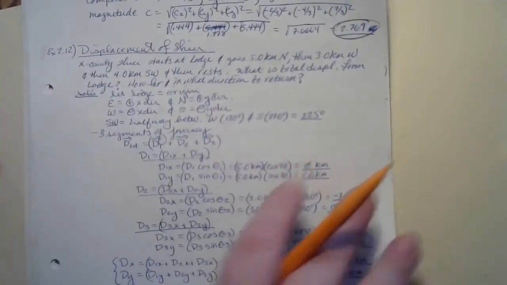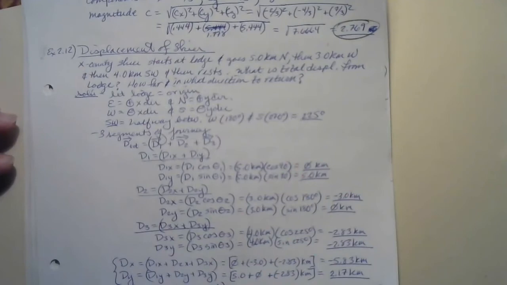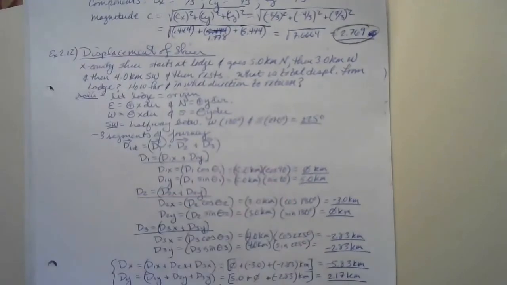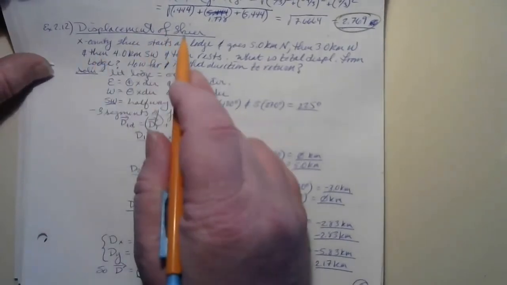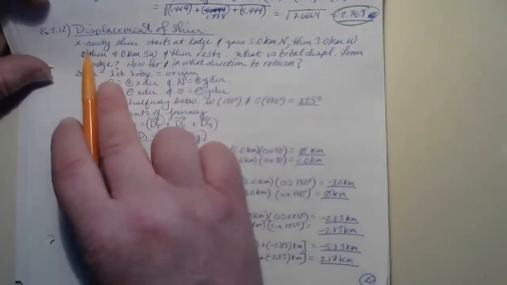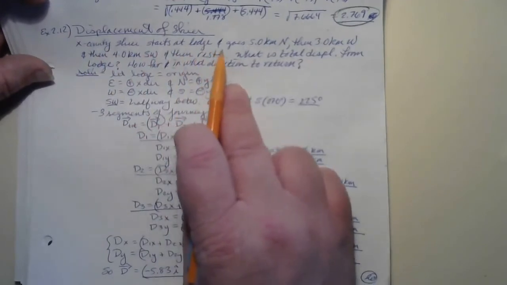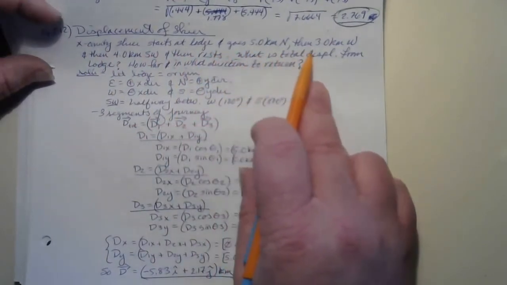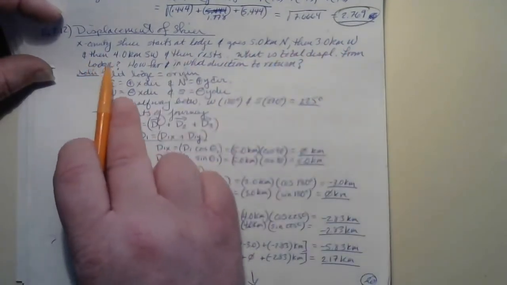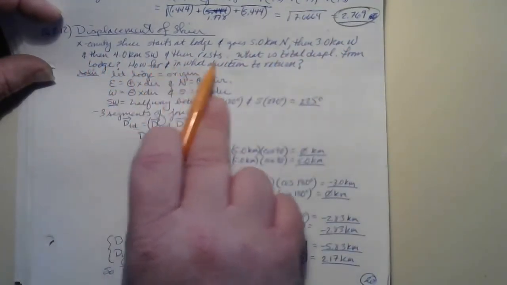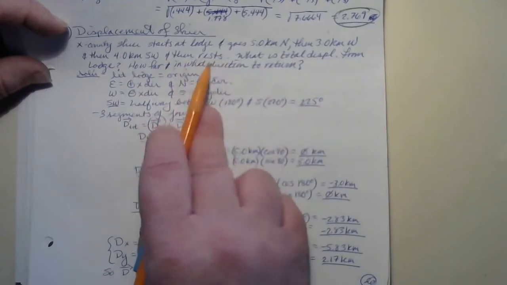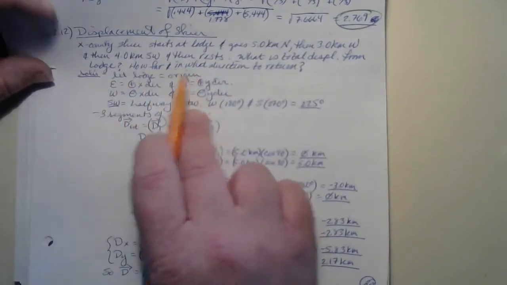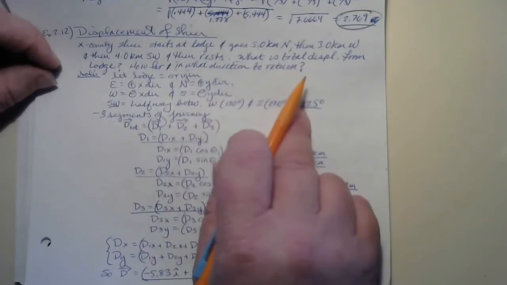In the next example, we have a cross-country skier who's going all over the place, and we want to find out displacement vectors for the skier. In this displacement of the skier, we've got a cross-country skier who starts at the lodge and goes 5 kilometers north, then 3 kilometers west, and then 4 kilometers southwest, and then rests. What is the total displacement from the lodge at the resting point, presumably? How far and what direction would the skier have to go to return?